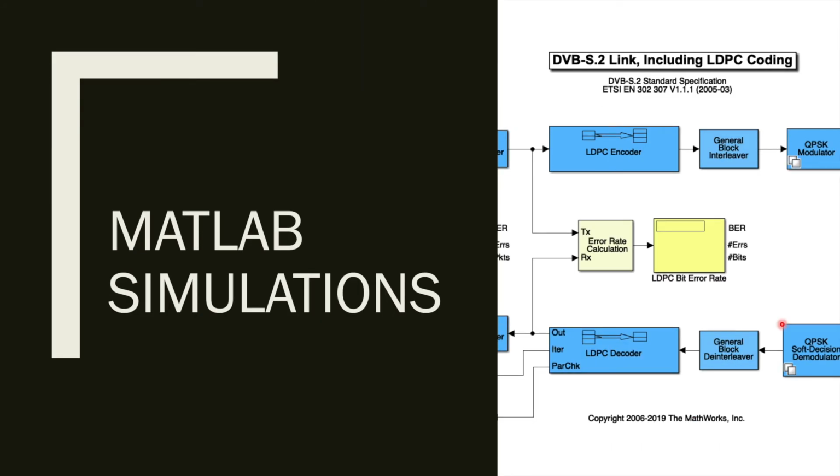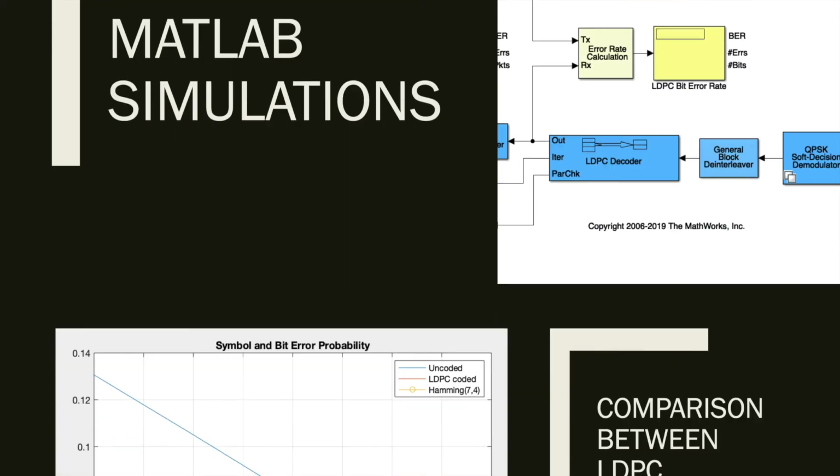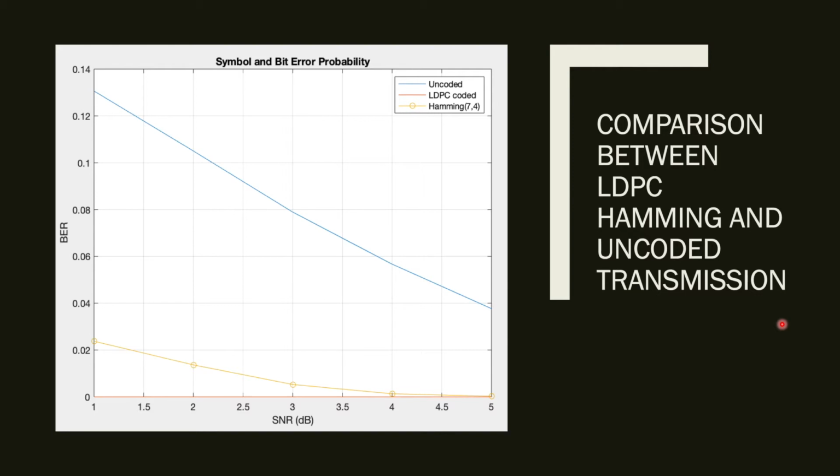Now, let me show you guys the results of my test simulations. First of all, to check the performance of LDPC, I computed a comparison between LDPC, Hamming code and uncoded transmission. As shown in the picture here, LDPC has an extremely low bit error rate, and the next one is the Hamming (7,4). Lastly is the uncoded transmission.